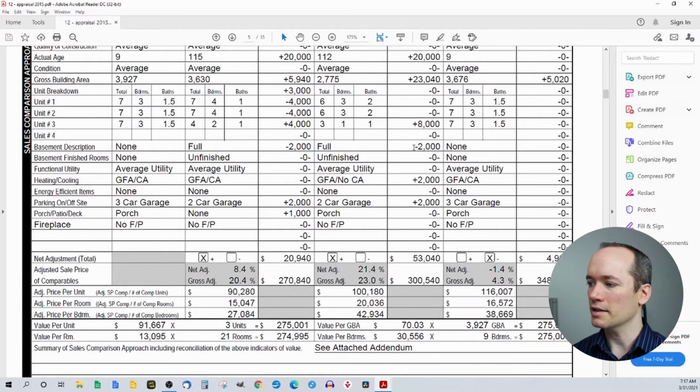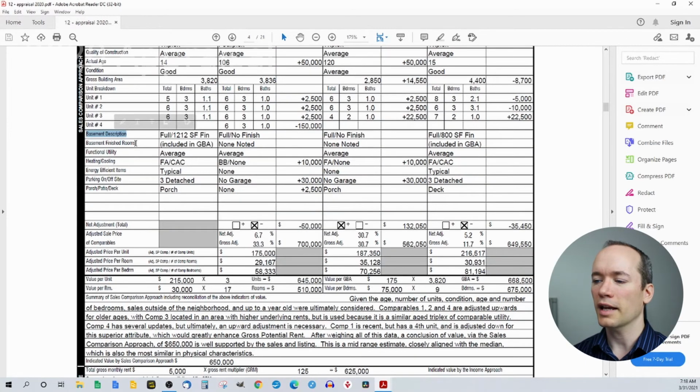They do that again on comp number 2, and they don't do that for comp number 3 because that's likely a very similar property to the one we're working with. Looking at comp number 2, this appraiser gives a more accurate description that this is a full basement and it's included in the gross building area. They're saying it's 1,212 finished square feet. And then looking at the comps, it's full, not finished, full, not finished, full, finished, and it's included in the gross building area. So in this case, they're not making any adjustments for basement square footage.